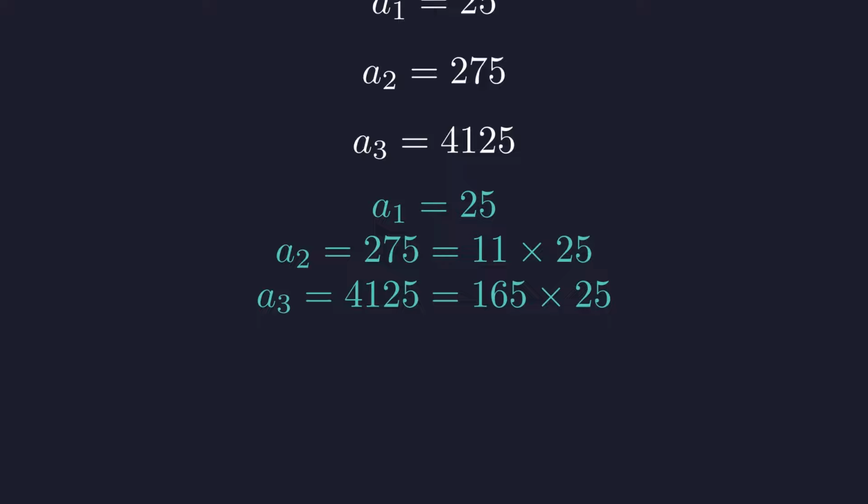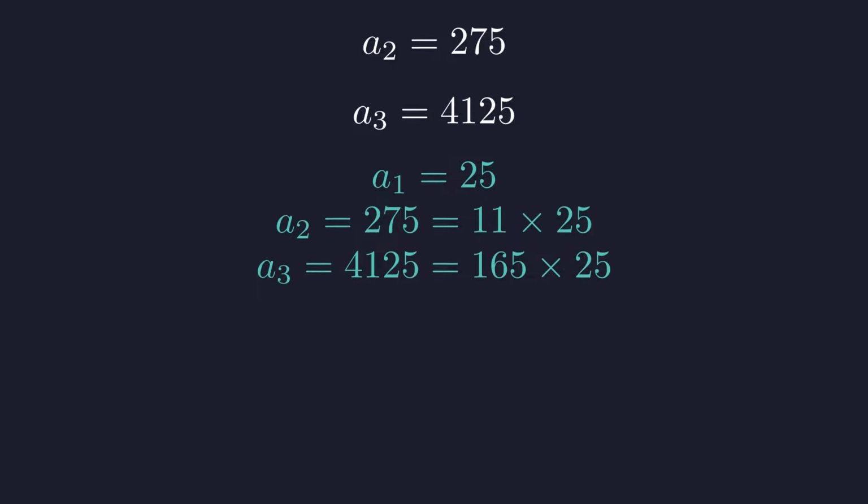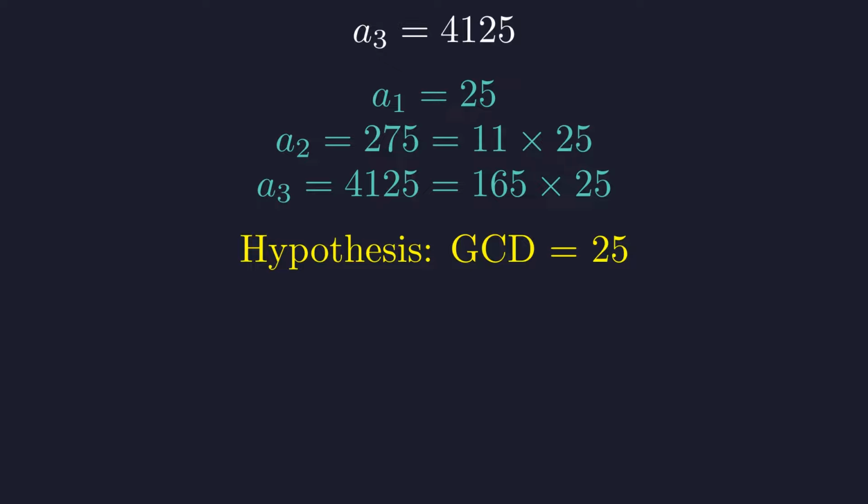Let's examine these results. 25. 275 is 11 times 25, and 4125 is 165 times 25. A clear pattern is emerging. Based on this evidence, it's reasonable to hypothesize that the greatest common divisor for the entire set is 25. Now we must prove it.